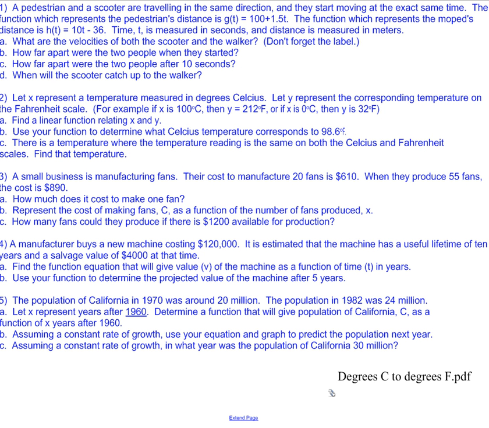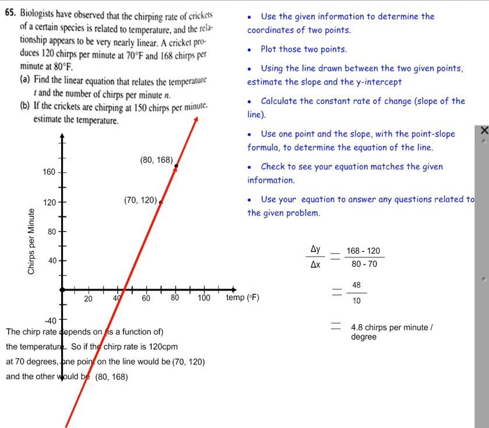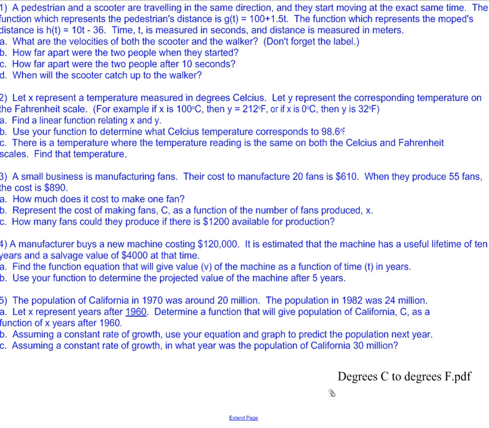In these problems here, each of these problems is either going to give you a slope and a point, or they're going to give you the coordinates of 2 points. And then you basically do the exact same thing that I did with chirps and the same thing we did with every problem in class.